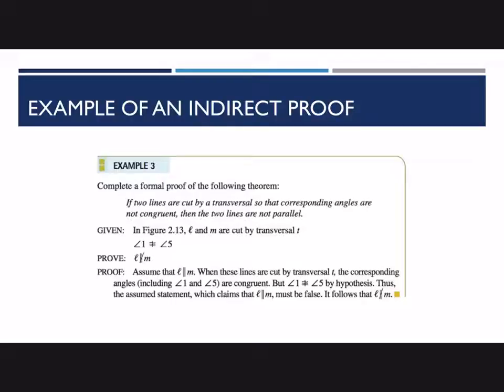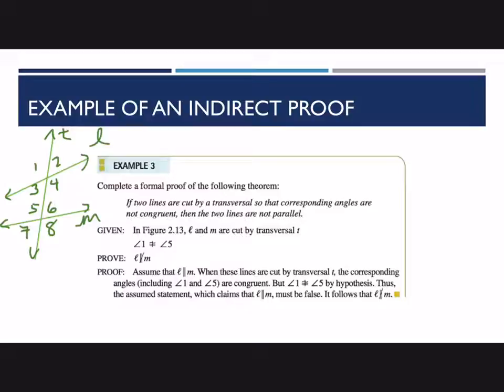So I did want to look at another example before we try to jump into writing one of these on our own. So here's example 3 from the book. We're trying to prove the theorem: if two lines are cut by a transversal so that corresponding angles are not congruent, then the two lines are not parallel. I've copied the figure 2.13, and to make this specific, we start as usual by labeling the diagram and discussing specifically from the diagram what we have assumed in the hypothesis.